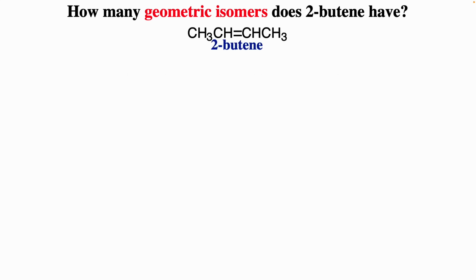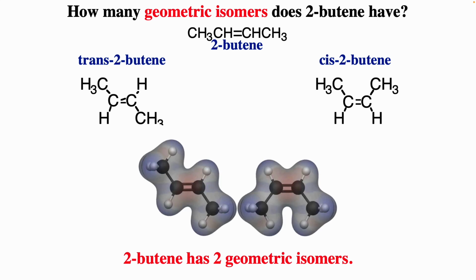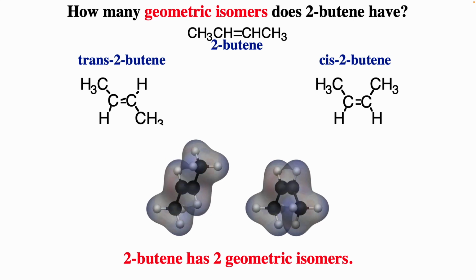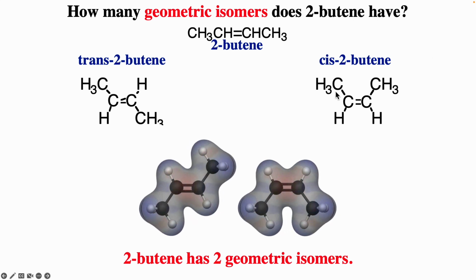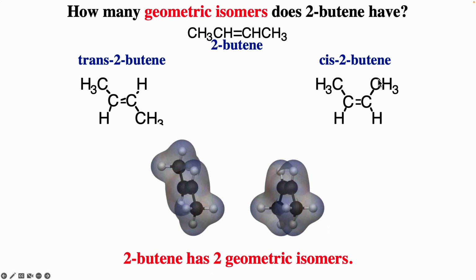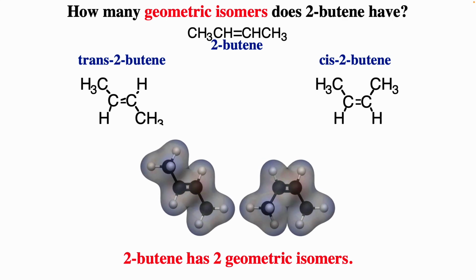So if we look at 2-butene, now the groups attached to this carbon, those 2 are different, and those 2 are different. And so that means you can either have the trans configuration or the cis configuration. And so this one does have geometric isomers. And so please remember, if you have a double bond and the groups attached to this carbon are different and the groups attached to the other carbon of the double bond are different, then it can have geometric isomers.